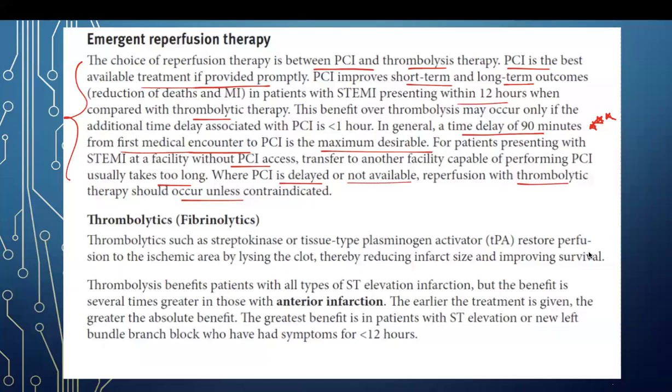So it is only the loading dose of aspirin. We don't give clopidogrel in a ST elevated MI patient before PCI, just aspirin 300. Clopidogrel is usually given in non-ST elevated MI where we would not take the patient into the theater straight away.